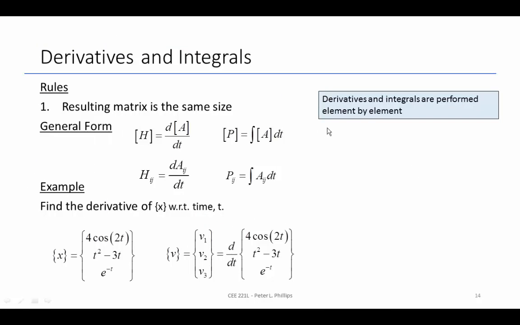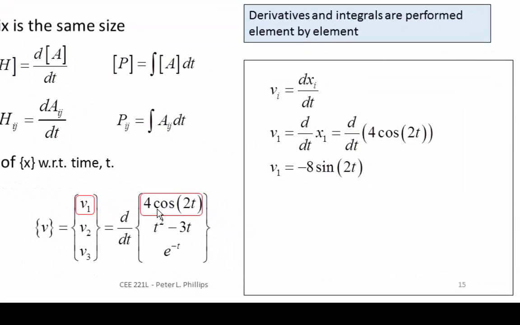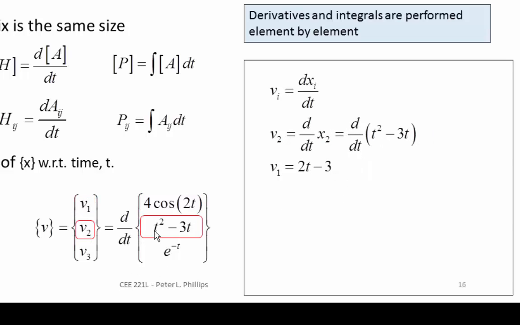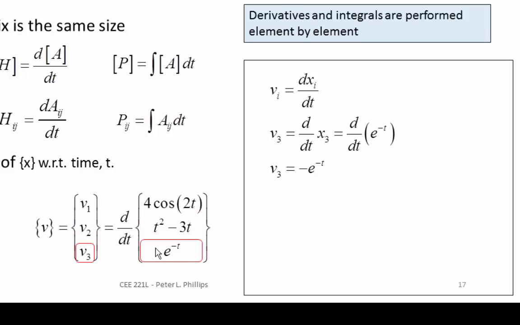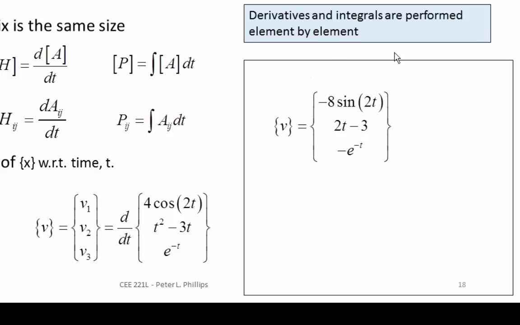Derivatives and integrals are also element by element, so all you have to do is take the derivative or integrate each element individually. So if we wanted to find the derivative of x with respect to time t, and x was given as a 3 by 1, we'll call this v, or maybe the velocity, since we're taking a derivative of a matrix, a vector, with respect to time. So we would just take the derivative of each of these individually. So the derivative of the x1 term would give you -8 sine of 2t. The derivative of the x2 term would give you 2t minus 3. And lastly, the derivative with respect to t of the x3 term would give you -e to the -t. So you put them all together, you get your vector v.